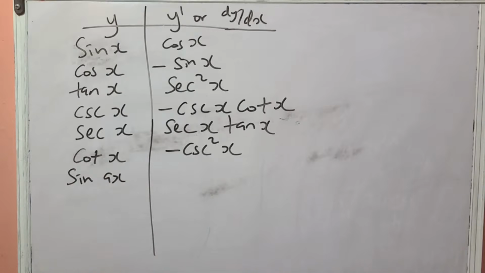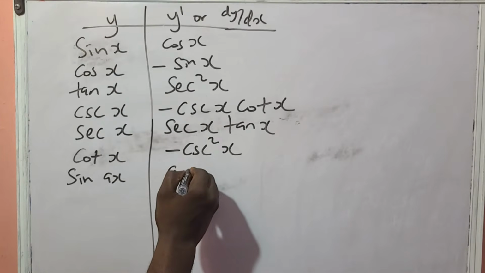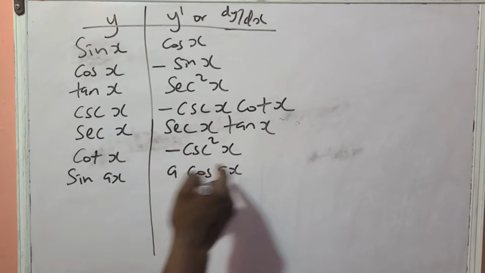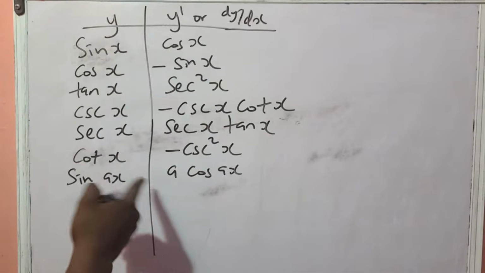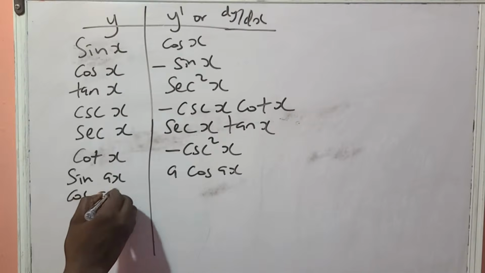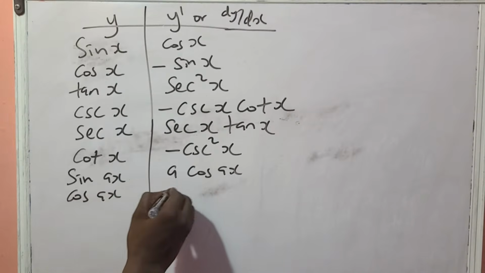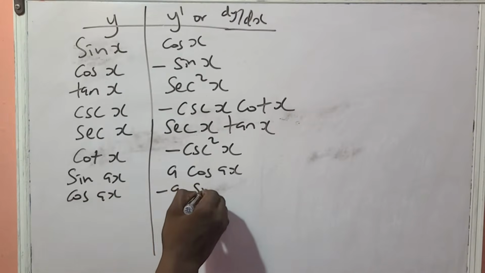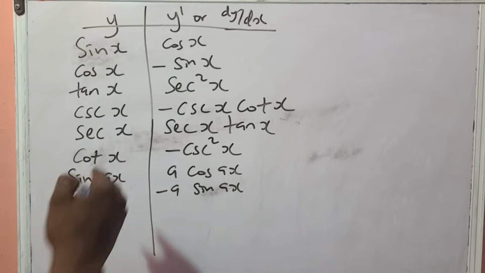If you differentiate sine ax, you will get a cos ax. You can see the pattern. It's more like you will just have a in front. You differentiate cos ax, well, you will get minus a sine ax. So you can see the pattern there.